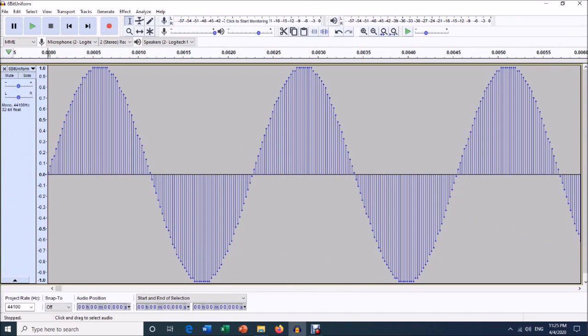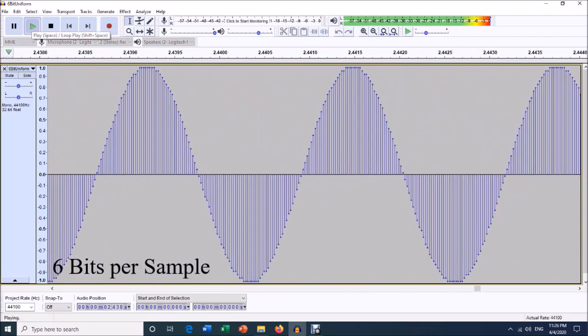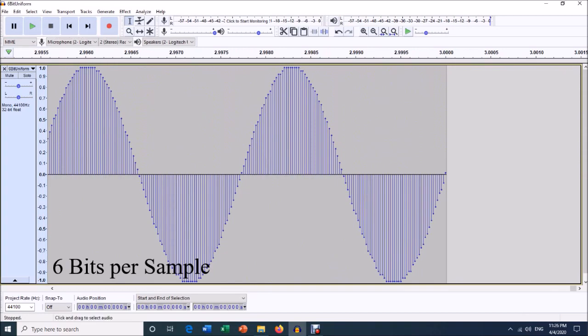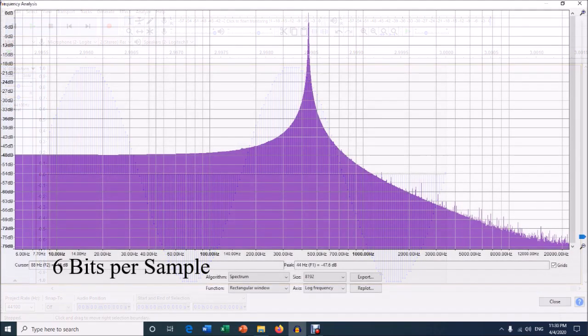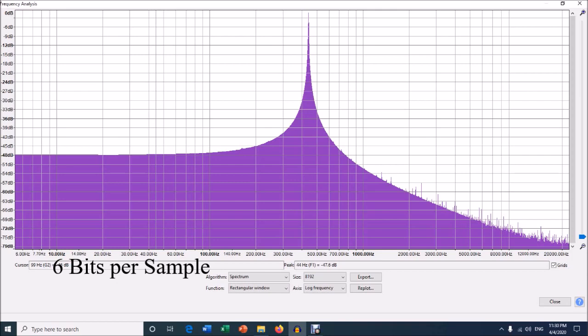This is quantized with 6 bits per sample. That's 64 levels, and you can quite clearly see the effect of the quantization on the signal in its time form. And this is what the quantized signal sounds like. And the noise is becoming annoying at this point. This is the spectrum of the signal quantized with 64 levels, and you can see even more evidence of the noise in the spectrum.